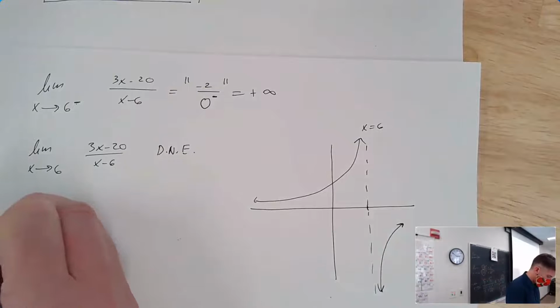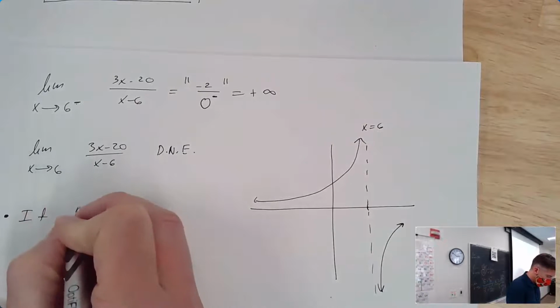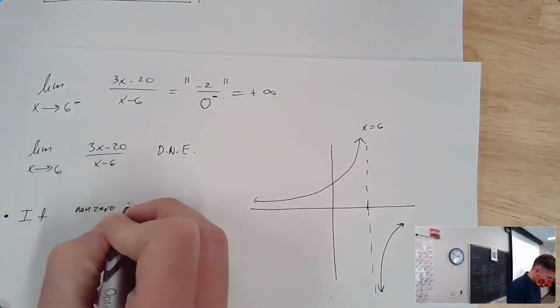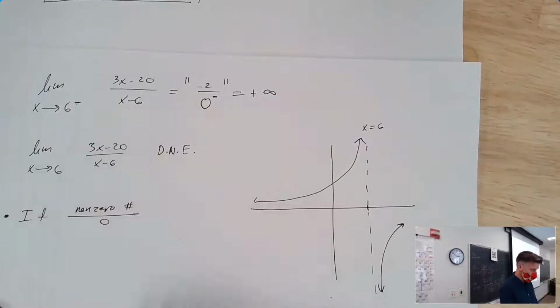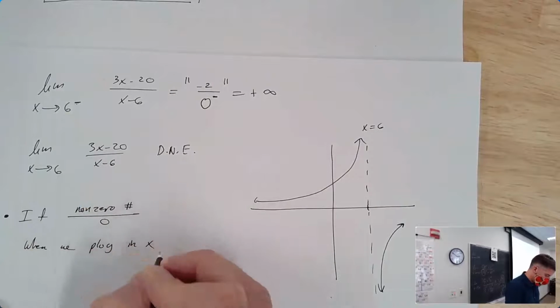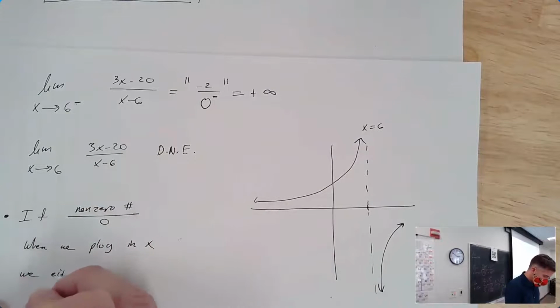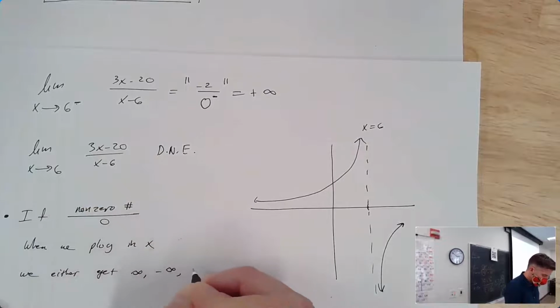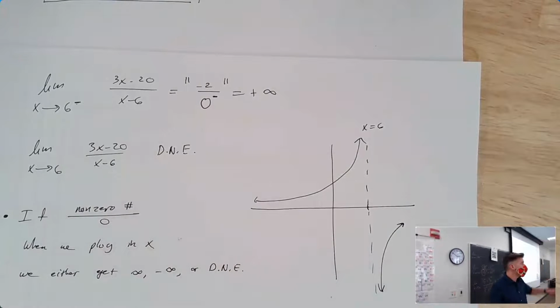So if we get a non-zero number over 0 when we plug it in, we either get infinity, negative infinity, or it possibly does not exist for a two-sided limit. And those are the only options, right? When you plug it in, you get non-zero over 0. These are your three choices: infinity, negative infinity, or does not exist.